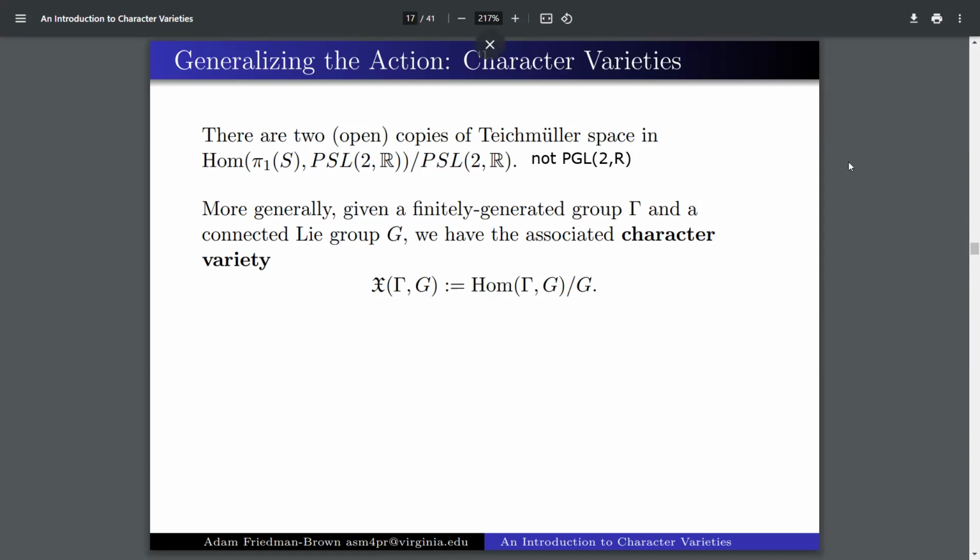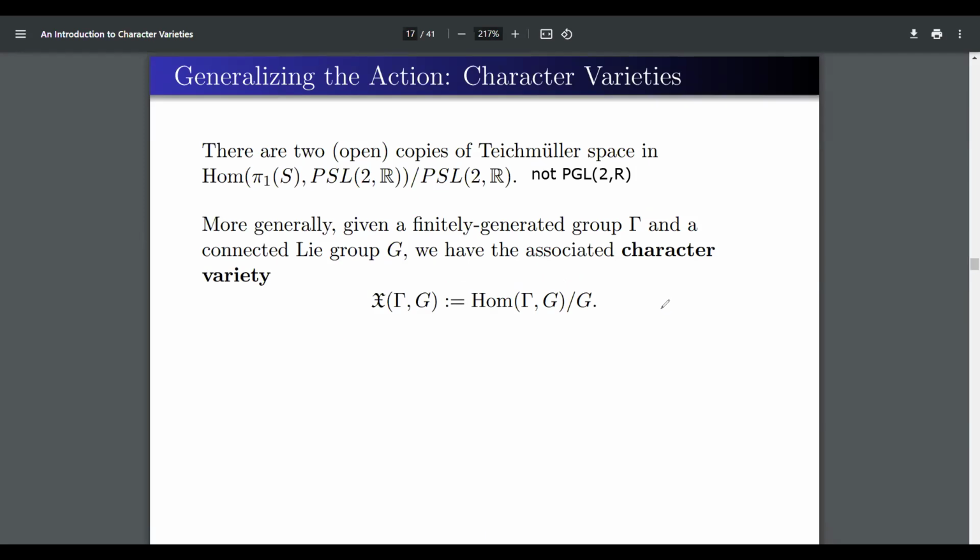where this modding of G is exactly the same as we've done before. So if we have some representation rho, and the dot just represents an element in gamma, if A is some element of our Lie group G, then A dot rho is just A of the image of rho times A inverse. So exactly the same.